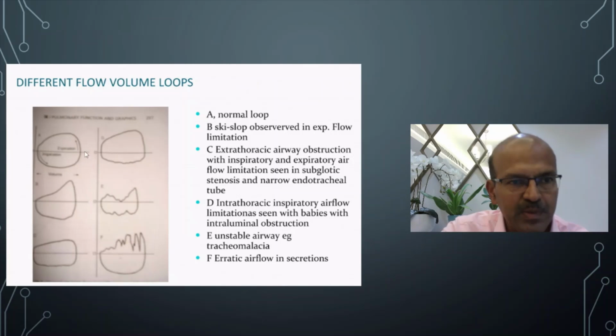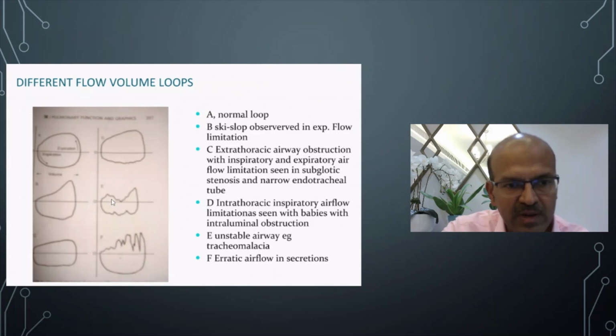So we have a few examples of different flow volume loops being abnormal. So this is a normal loop. This is showing a kind of ski slope in expiratory flow limitation. So we have flow limitation. This is inspiration in this case. And we have extrathoracic airway obstruction with both inspiratory and expiratory being affected. And in intrathoracic airflow limitation, this is the inspiration, so there is limitation of the inspiration and the expiration is going in the normal direction. So you can see the difference between the inspiration and the expiration.